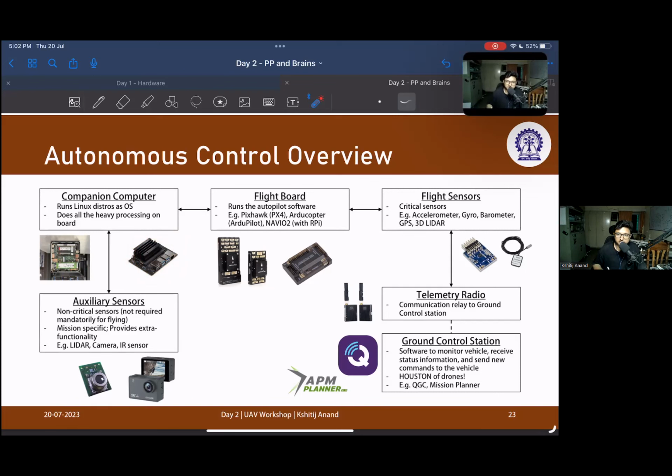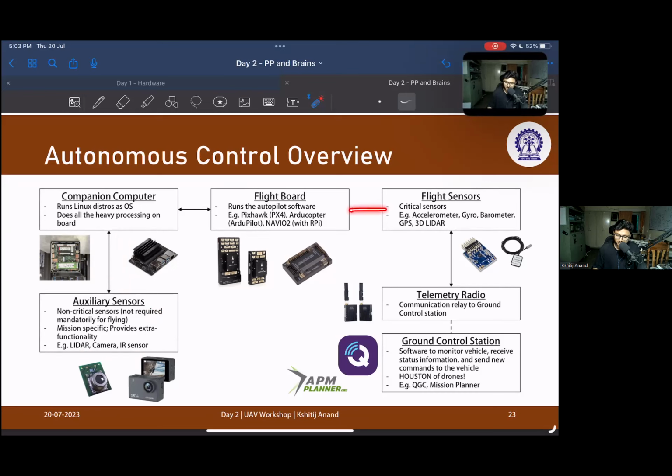For example, you are doing deep learning and you are videographing the road, and you are instantly making a decision in which direction to fly. So it needs a huge amount of computation, even if it's trained beforehand. This companion computer is generally communicating with external sensors such as LiDAR, camera, IR sensors. These are non-critical sensors. It's not like your aircraft cannot fly without these. It can definitely fly without these, but these sensors add certain features and functionalities to your aircraft.